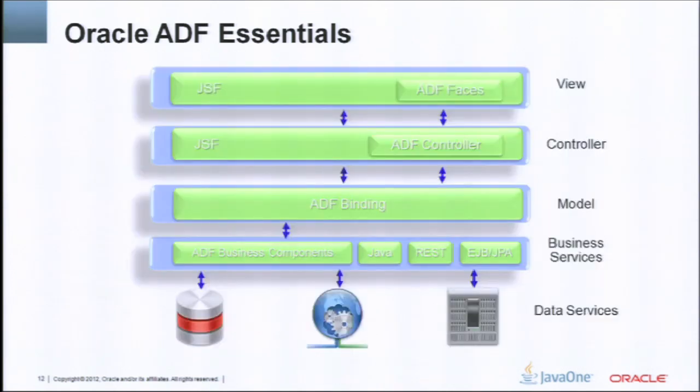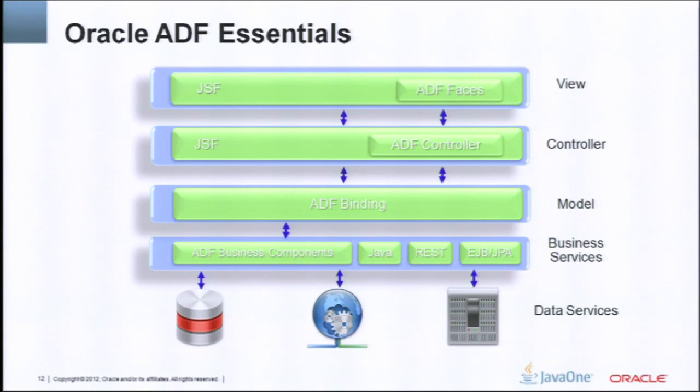Okay. So that's the kind of the architecture of what is inside the ADF Essentials. On the top, we basically use JSF, and we extend the UI that you can build with JSF by giving you a set of components called ADF Faces components. And this is a set of over 150 JSF 2.0 components that you can use to build your pages. Okay?